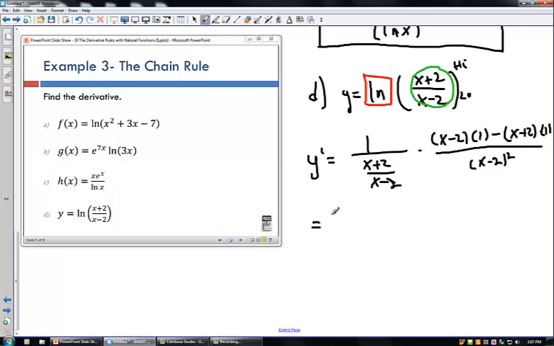And so then this is equal to, well, let's simplify this. When you divide by a fraction, it's the same as multiplying by its reciprocal, so you just flip it. So I get an x minus 2 on top, divided by x plus 2.